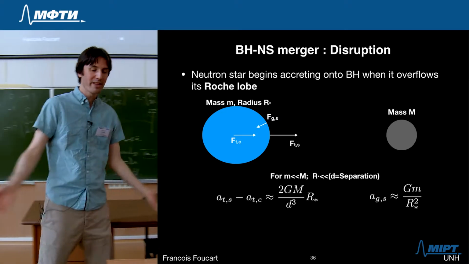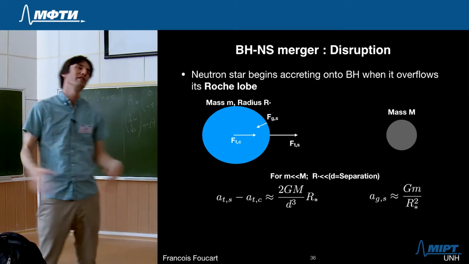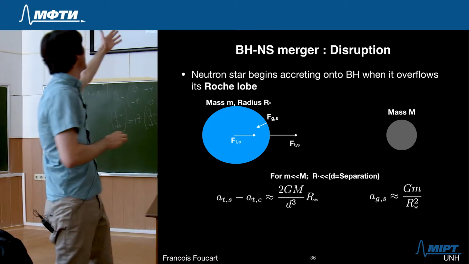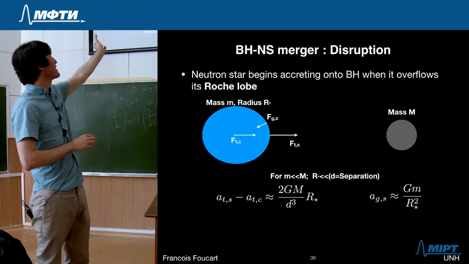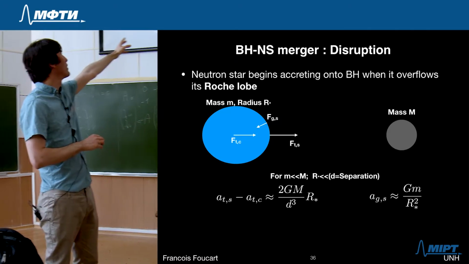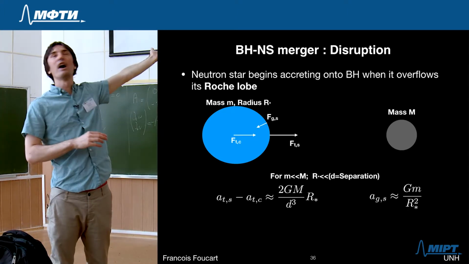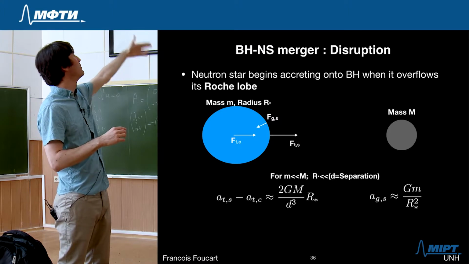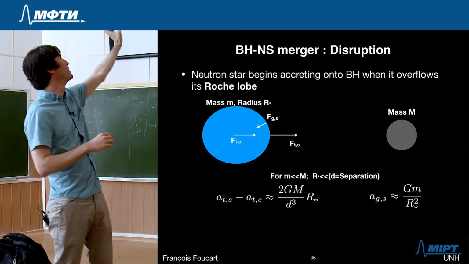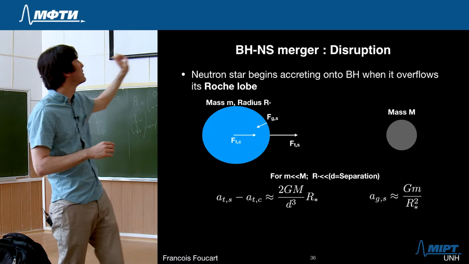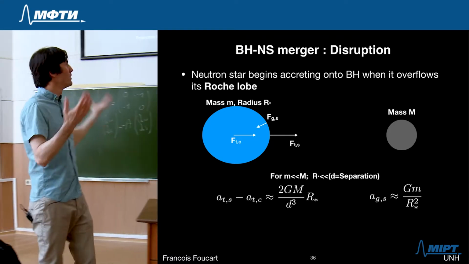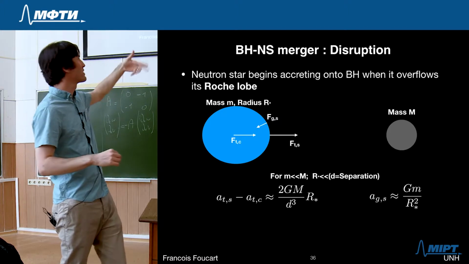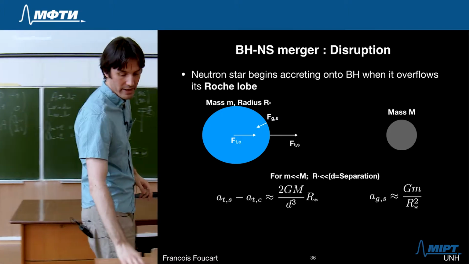And you can make an estimate for both of those in Newtonian physics. Let's not do any relativity because it doesn't matter here. The difference in the acceleration due to the black hole is roughly the derivative of the gravitational force, which is 2m over d cubed, times the radius of the neutron star, so the distance between the center and the surface. While the gravitational force of the neutron star is the mass of the neutron star over the radius of the neutron star squared times the gravitational constant.